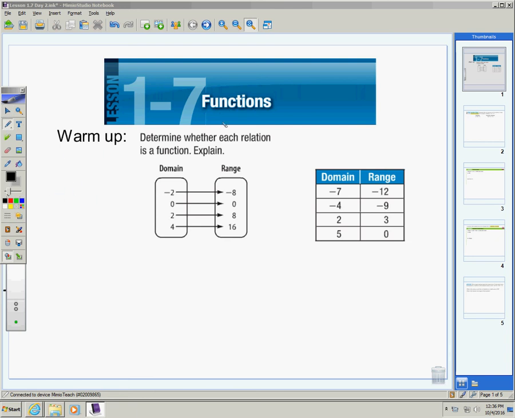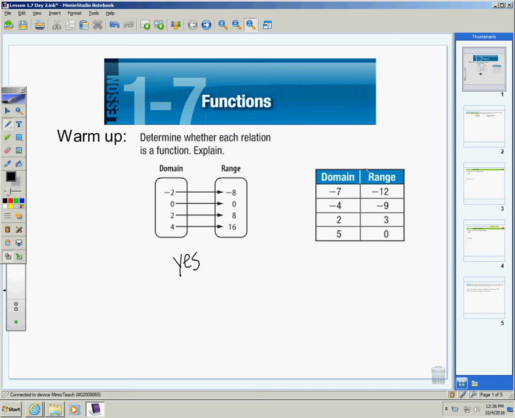And we're going to keep talking about functions. And first of all, let's remember how we identify if something is a function. Remember, for a function, each input only has one output, or each number in the domain only goes to one number in the range. So this one is a function. Each number in the domain goes to only one number in the range.